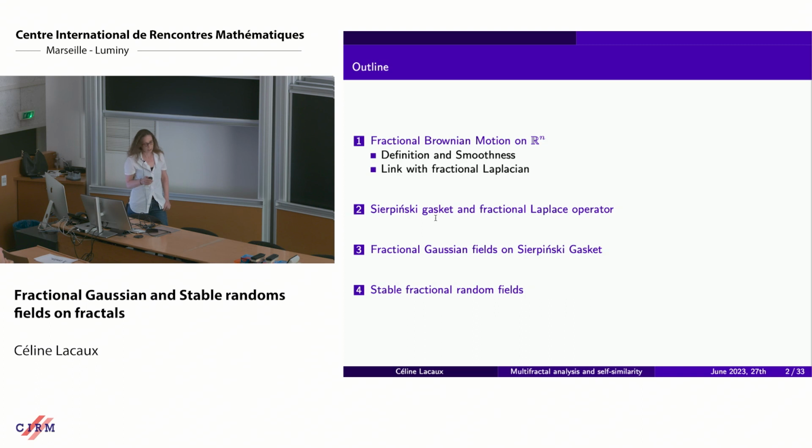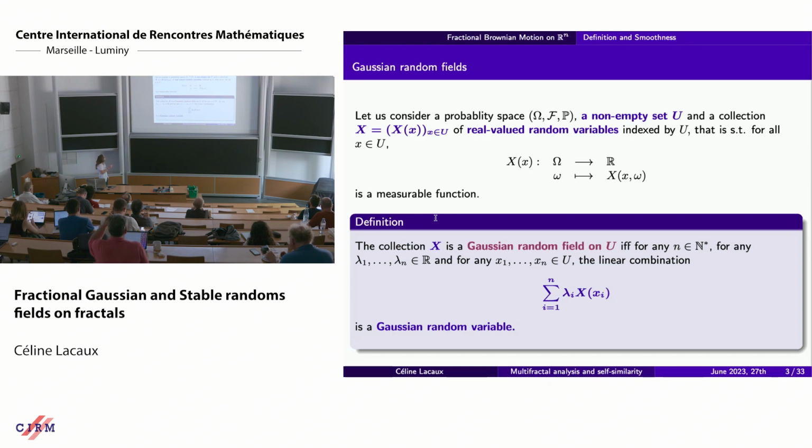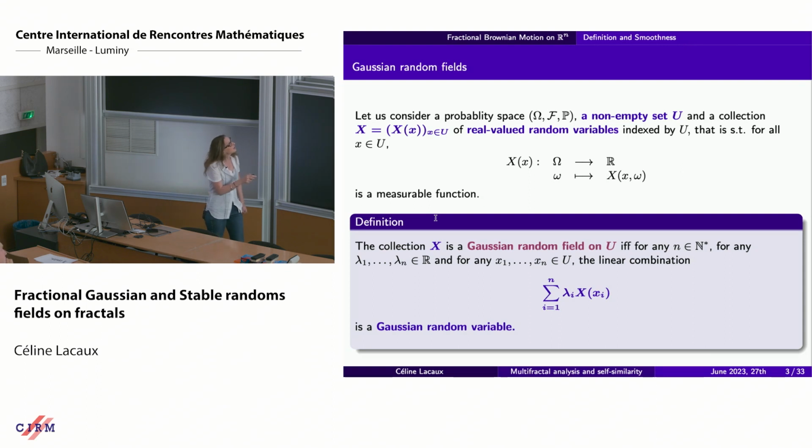So fractional Gaussian motion is a Gaussian field. Maybe for some of you it's a recall, but when you consider a Gaussian field, that means that you consider a collection X of random variables. A collection because there is this index x, which lives in a non-empty set U, and random variables because there is a second variable omega. So you can see it as a function of x, or as a function of omega, or as a function of x and omega. And you say that this collection is a Gaussian random field if any linear combination of the random variables X(x) that you can build is a Gaussian random variable. Is that clear for everyone?